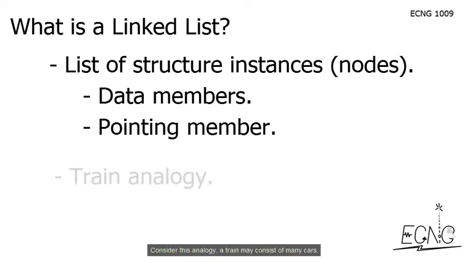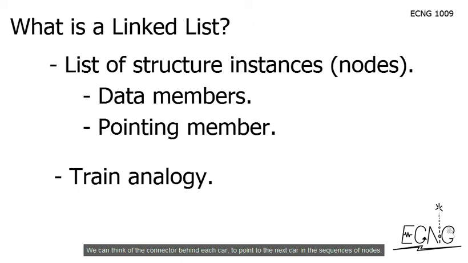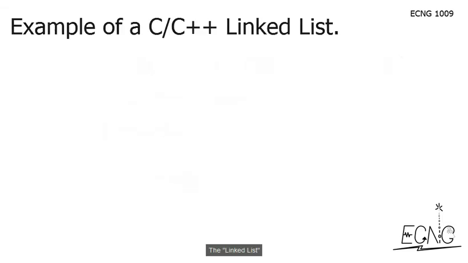Consider this analogy. A train may consist of many cars: one engine and many passenger cars behind. Each car can be thought of as a node. We can think of the connector behind each car as pointing to the next car in the sequence of nodes. Each connector can be thought of as the node's pointing member. The linked list. Let us look at an example in C or C++.